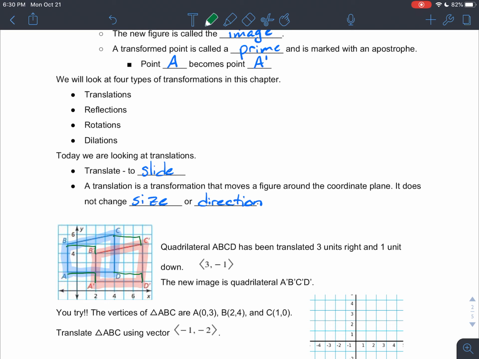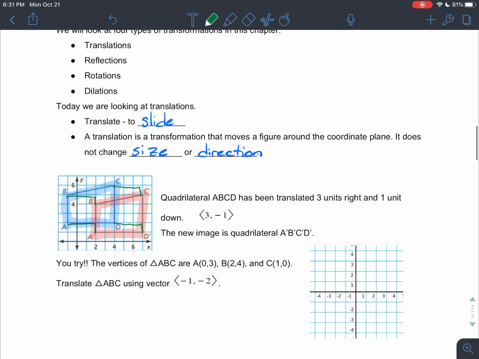So the entire quadrilateral has been translated 3 units right and 1 unit down, which in vector notation is 3, -1 in arrow brackets. And the new figure, notice each point was translated. So each new point was called A became A prime, B became B prime. So the new quadrilateral is A prime, B prime, C prime, D prime. All right, just add a prime to each point that you move.